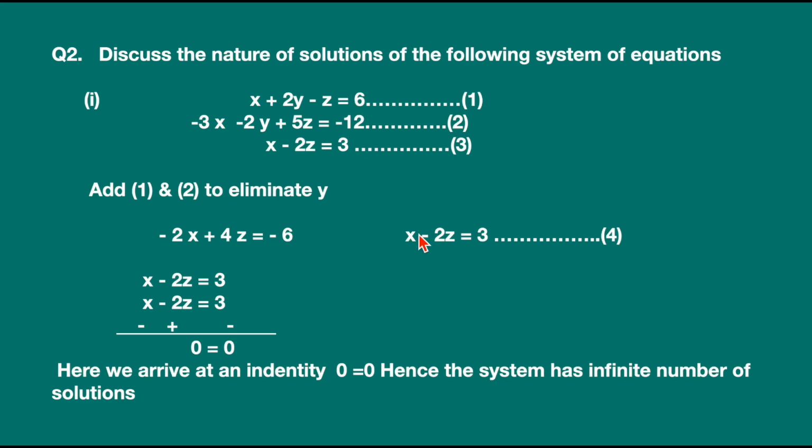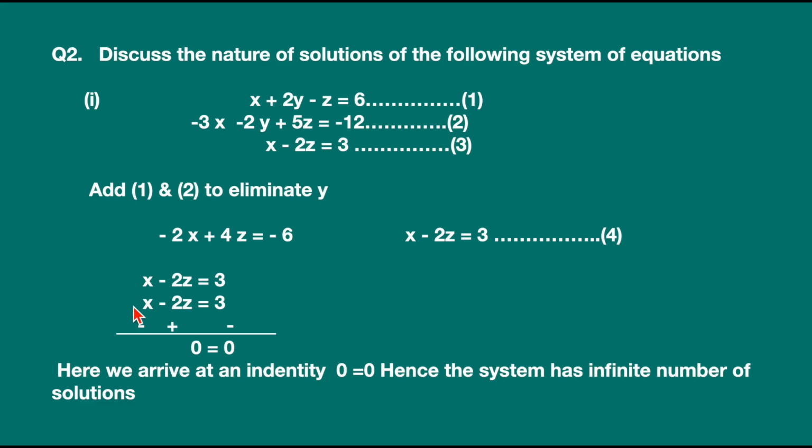I've simplified it. I've taken out minus 2 common and simplified. You get x minus 2z is equal to 3. This is the fourth equation. Now you can see that the third equation has the same 2 variables, x and z. So you can just take the third and fourth equations. Write down both. And here, I want to eliminate x.